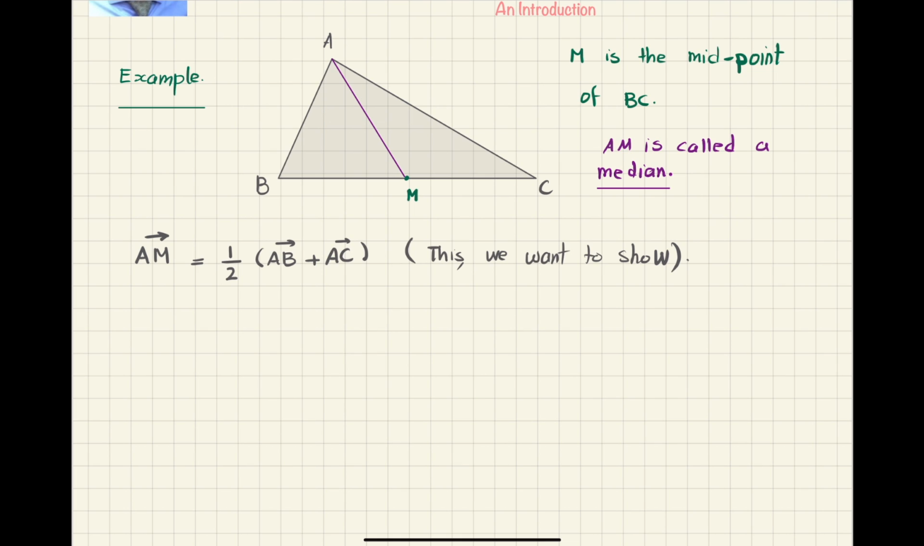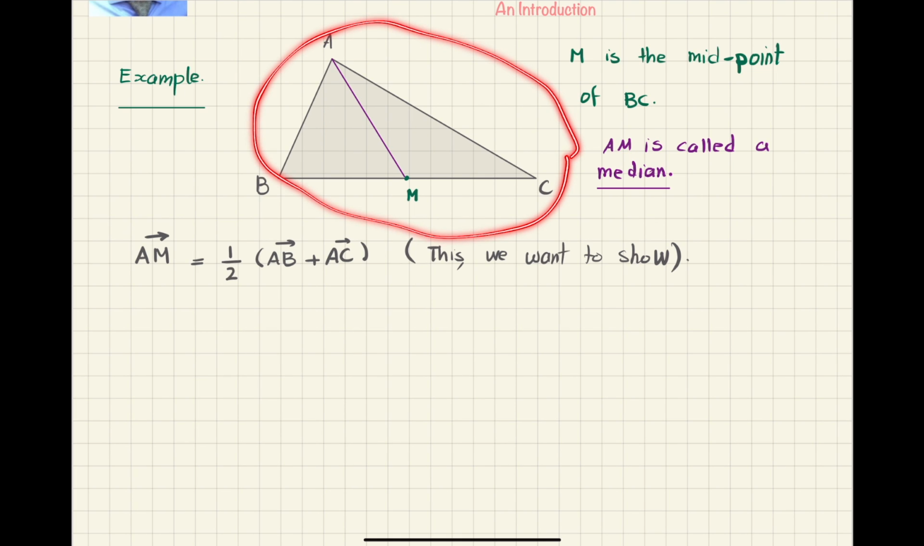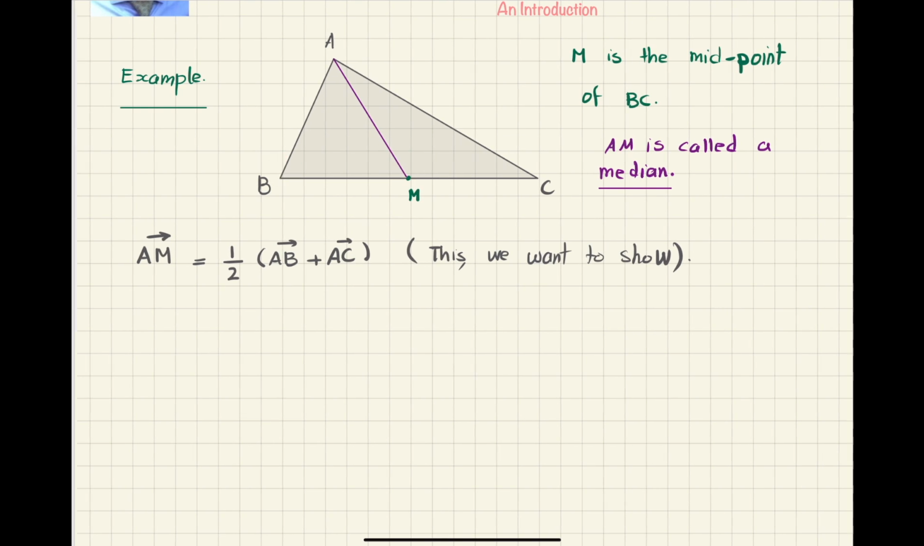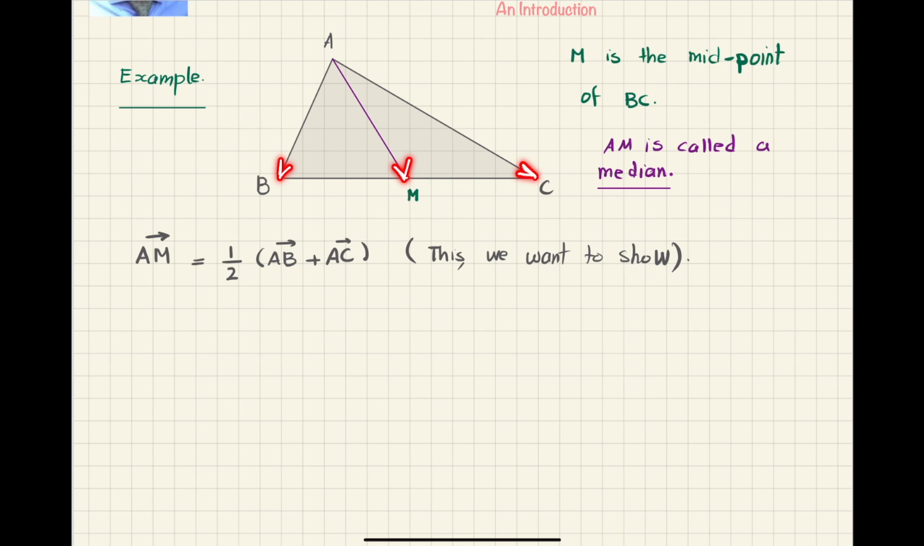So it means that, of course, I told you that this is a triangle. No vectors are involved. I take the midpoint here and I connect this A to M, and then I want to show that vector AM is equal to vector AB plus vector AC multiplied by 1/2. Yes, how can we prove this?